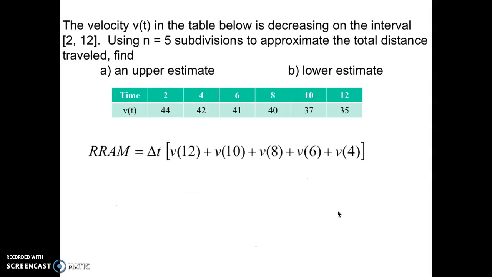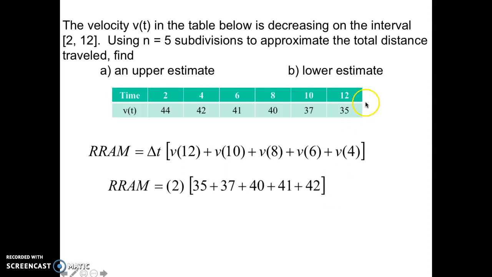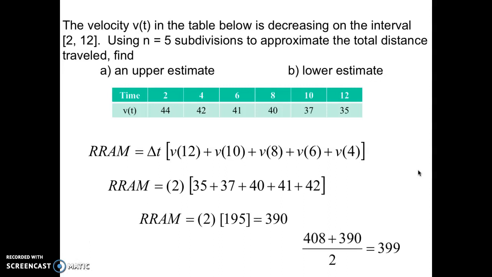Now I could do the same thing with the RRAM. We would do 35 plus 37 plus 40 plus 41 plus 42. When we take the RRAM, we take every output value except for the first one when we draw our rectangles, because of the way we draw our rectangles. I got 390. And of course, a good estimate would be the average of the two.